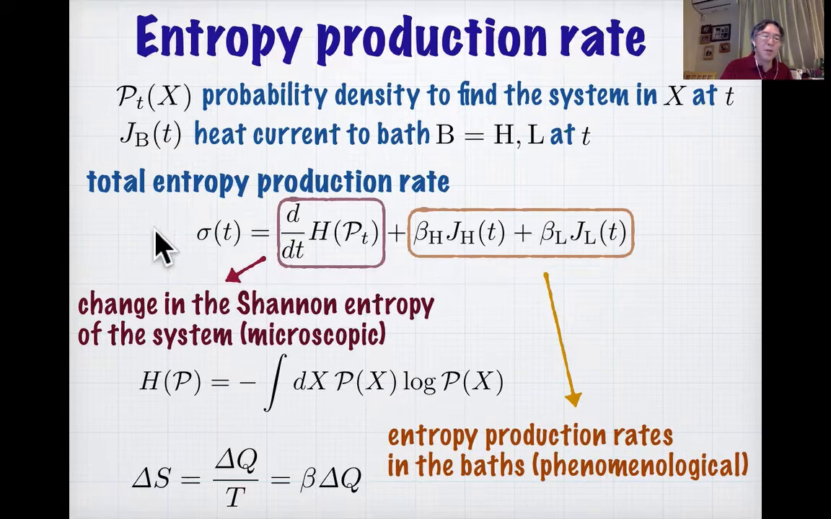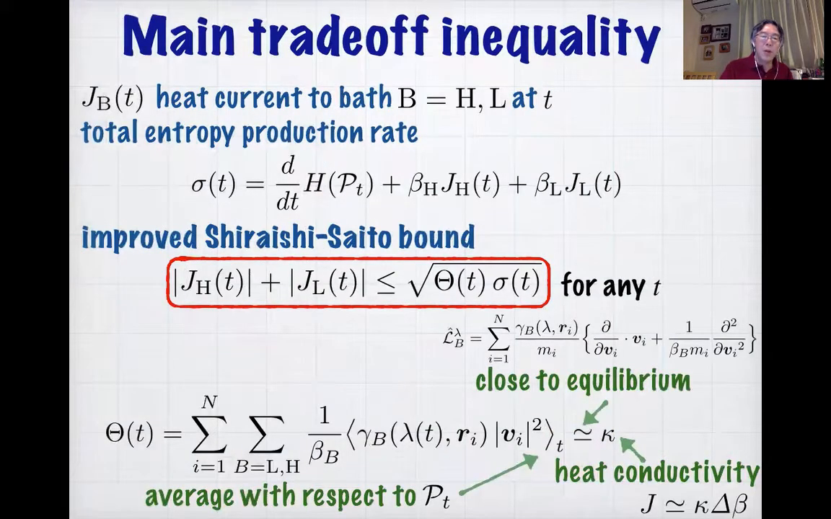And everything, sigma t, contains both of them. Okay. Now, we can state our main inequality by using this entropy production rate. This is what I already defined. And this main inequality is something I call the improved Shiraishi-Saito bound, and it looks like this.